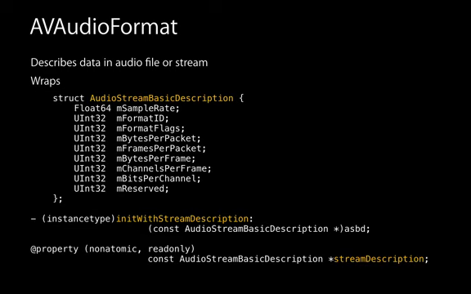But in any case, you can always create an AVAudioFormat from an AudioStreamBasicDescription, which you might have obtained from a low-level API. And you can always access a stream description from an AVAudioFormat. But now we can move on to other ways to interact with AVAudioFormat.